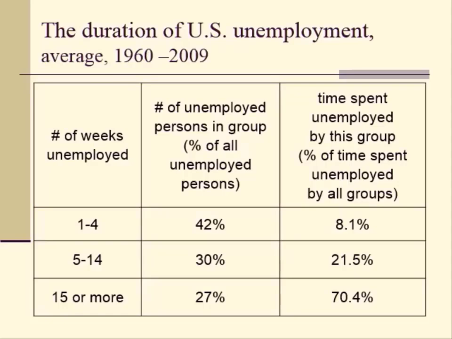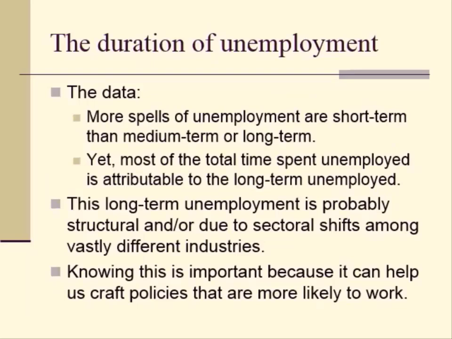spent unemployed by this group is actually largest for the third category, 15 or more weeks unemployed. That's 70.4%. That's over 2/3. Whereas for 1 to 4 weeks, it is only 8.1%, even though as a percent of unemployed persons this group is the largest at 42%. So the data we just saw show that more spells of unemployment are short-term than medium-term or long-term.